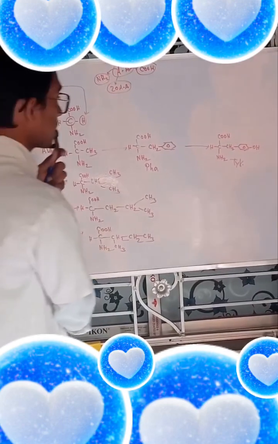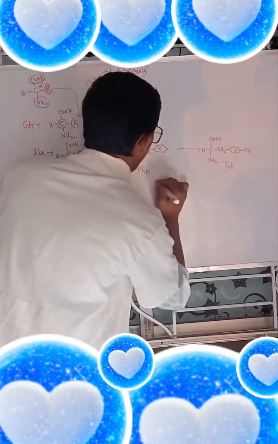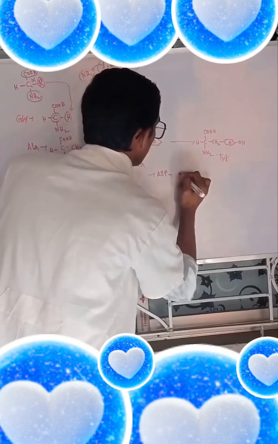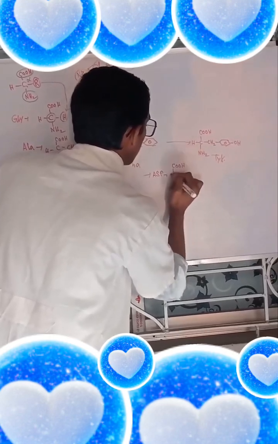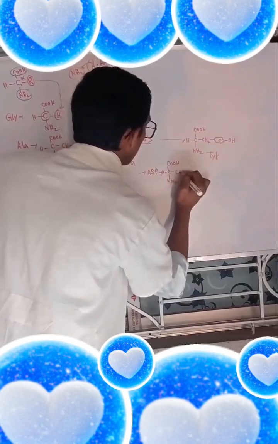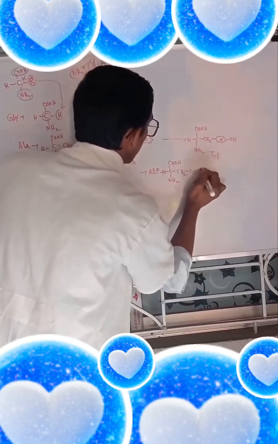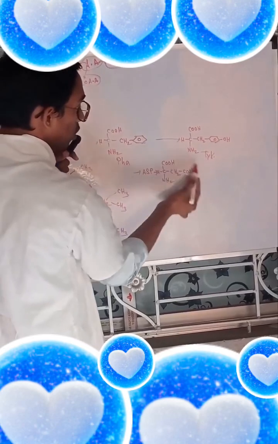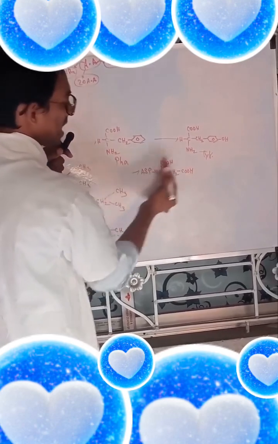When you come to the acidic amino acids, the first is aspartic acid. You can see COOH, H, and NH2, and this is CH2 and COOH. They contain a larger number of carboxyl groups, which is why they are considered acidic amino acids.